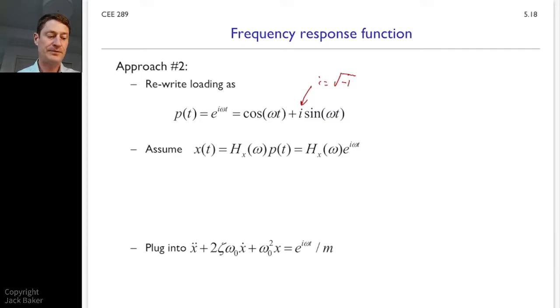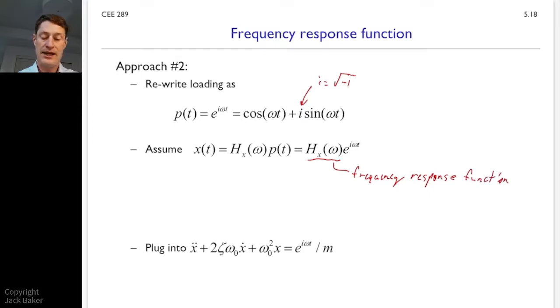Okay? So if we do it this way, then what I'm going to say is, my loading is e to the i omega t, and let's assume that my response is going to be some constant, which is my frequency response function, capital H sub x of omega. So it's a function of the omega that I load with, multiplied by that loading function. Or equivalently, the frequency response function times e to the i omega t. Okay? So my response is proportional to my p of t exactly through this frequency response function. And that's going to define the ratio between the loading and the response.